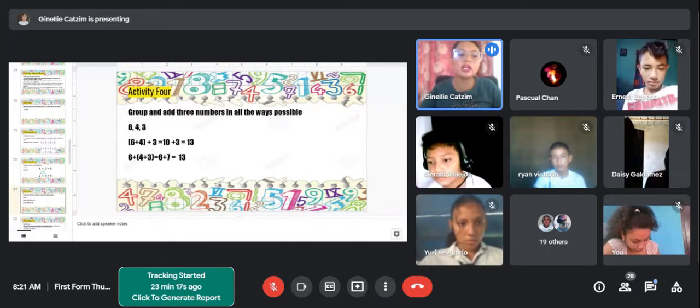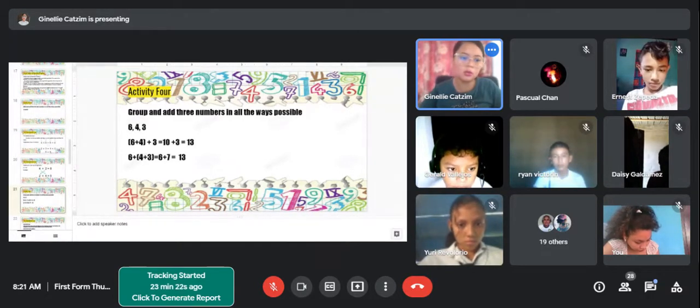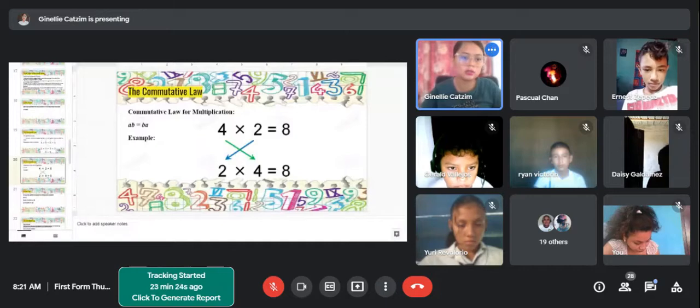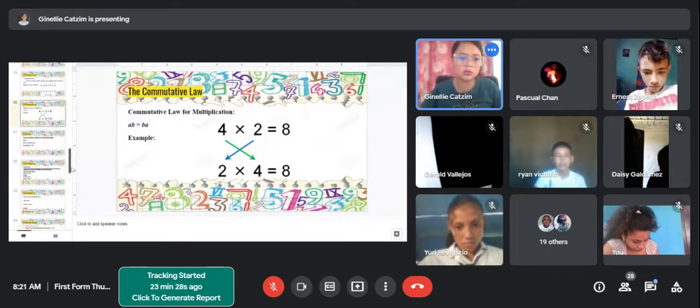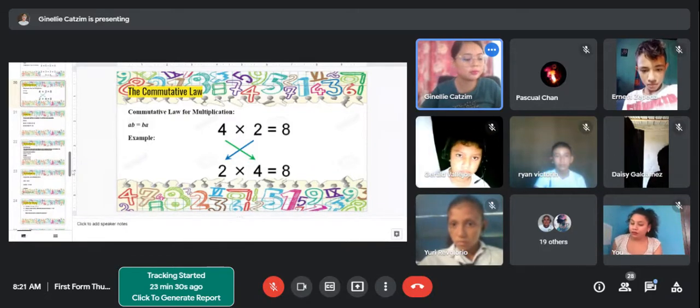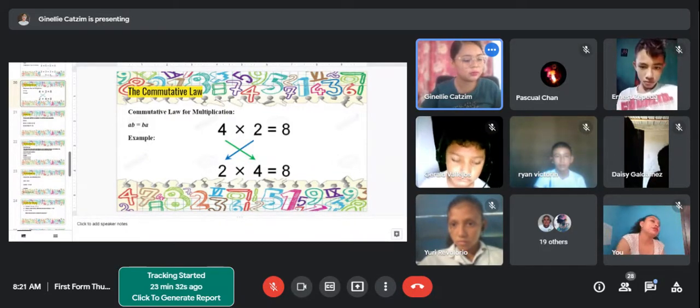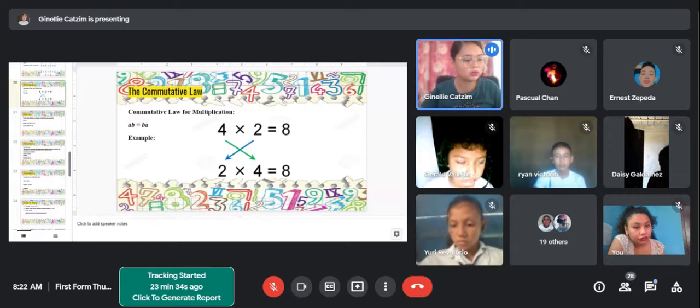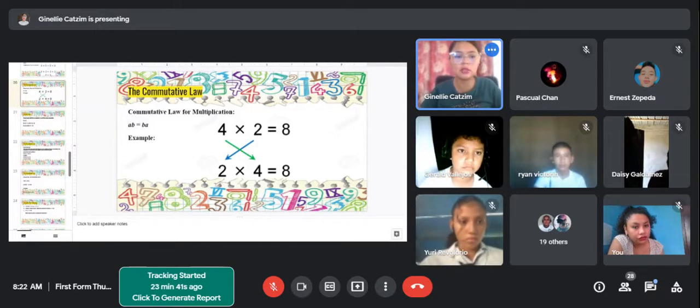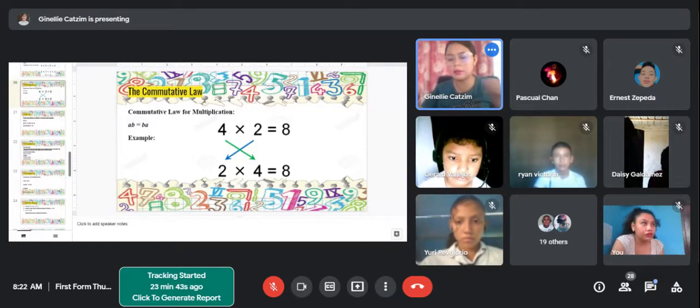So we also covered the associative law. What was the associative law about? Okay, Isari, do you want to share what the associative law says?